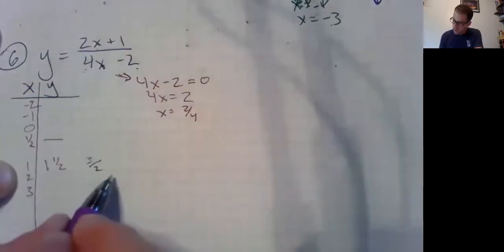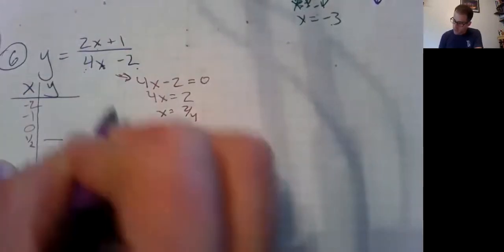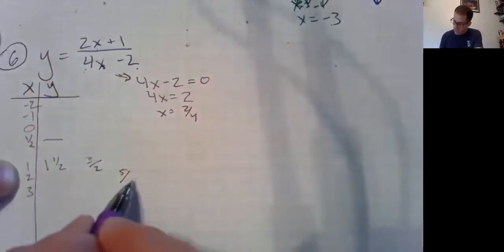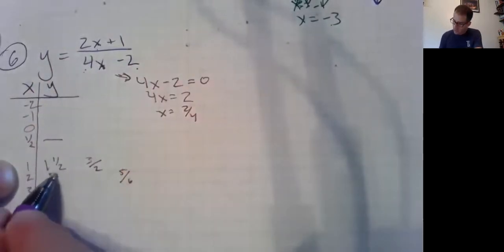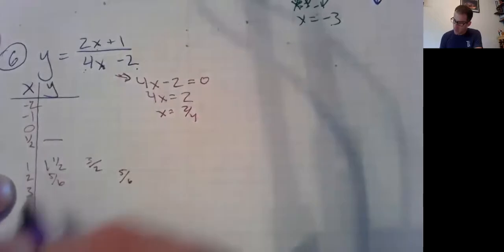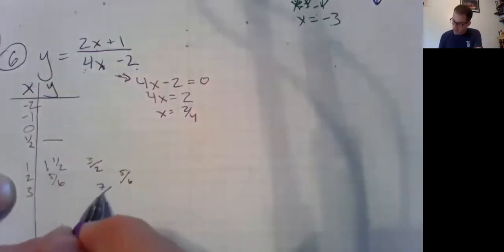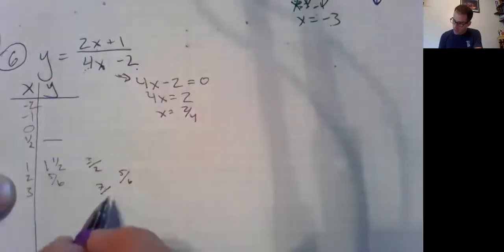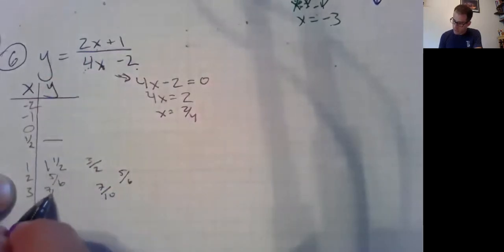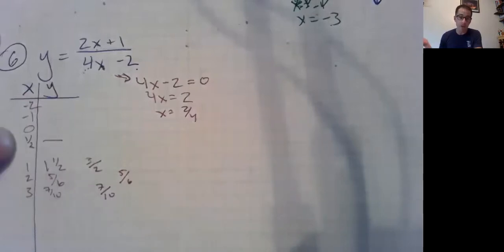2 times 2 is 4. 4 plus 1 is 5. 4 times 2 is 8. 8 take away 2 is 6. So 5 over 6. 2 times 3 is 6. 6 plus 1 is 7. 4 times 3 is 12. 12 take away 2 is 10. So we do have 7/10. All right, we do have fractions. Whatever, we have fractions. We can graph them.